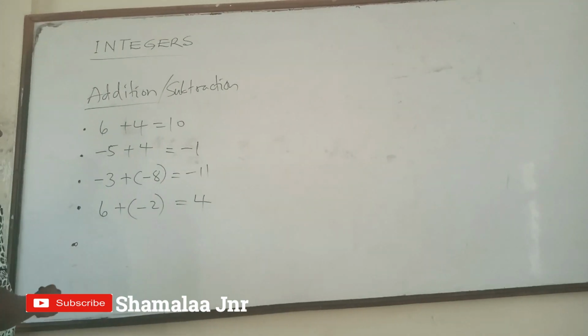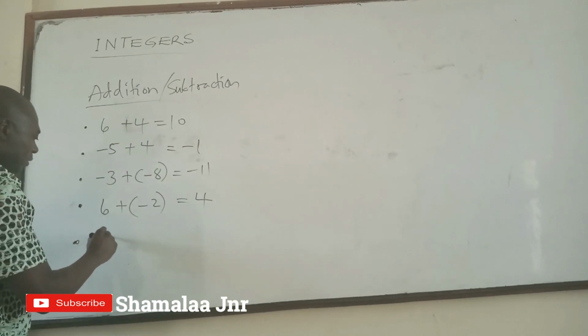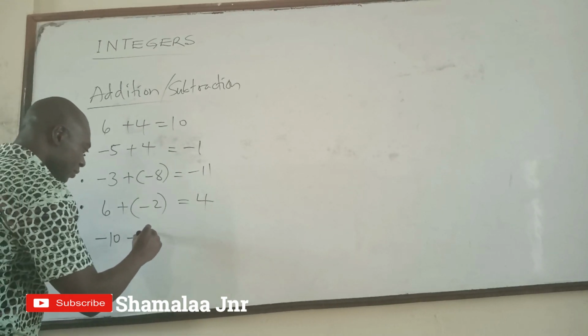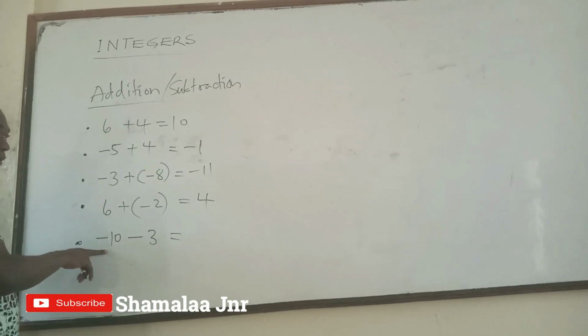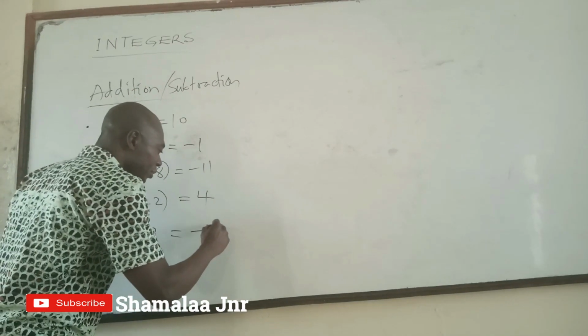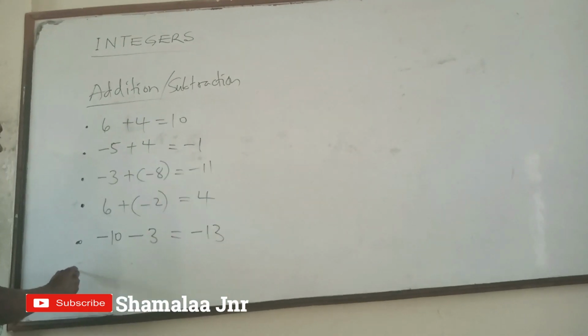Now you can also have negative 10 minus 3. So again, you are owing somebody 10 cedis, another person 3 cedis. So in all, you are owing 13 cedis. Because you are owing, it has to be negative. And then you can also have this.